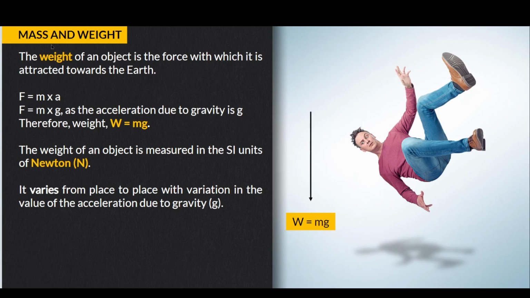Now, the weight of an object is the force with which it is attracted towards the earth. That is F = m times a, again Newton's second law. In place of a we plug in g, because g is the acceleration due to gravity and a is just acceleration. So the weight formula is W = m times g, and its unit is Newton. It will vary from place to place because the value of gravity g changes from place to place, right?